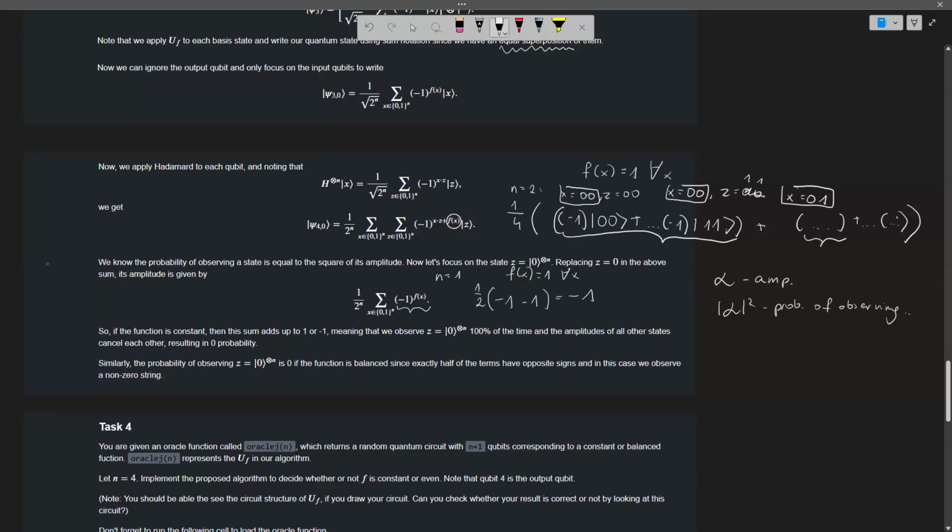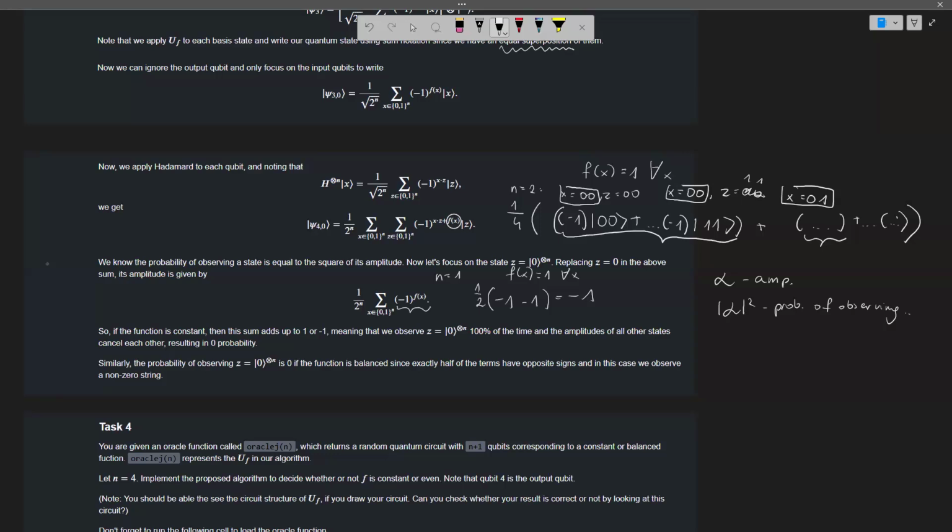And because the amplitude is either 1 or -1, we observe z with the probability of 0 n times, 100% of the time. The amplitudes of all the other states cancel each other, meaning we will have probability 0, meaning we won't observe any other states. So the probability of observing 0 n times is 0 if the function will be balanced.